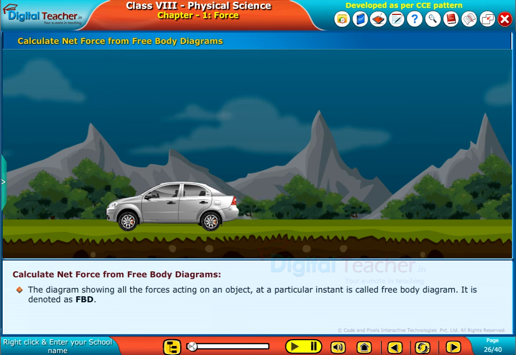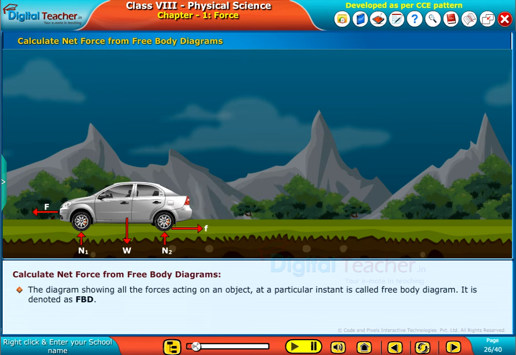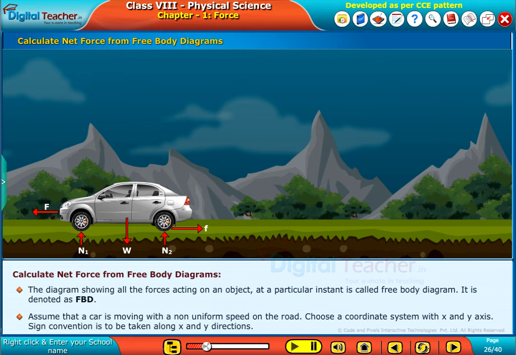The diagram showing all the forces acting on an object at a particular instant is called the Free Body Diagram. It is denoted as FBD. Assume that a car is moving with a non-uniform speed on the road. Choose a coordinate system with x and y axis. Sign convention is to be taken along x and y directions.